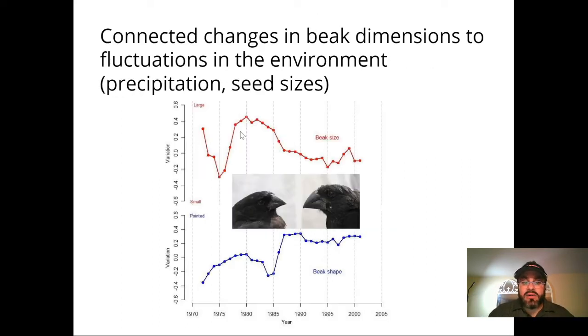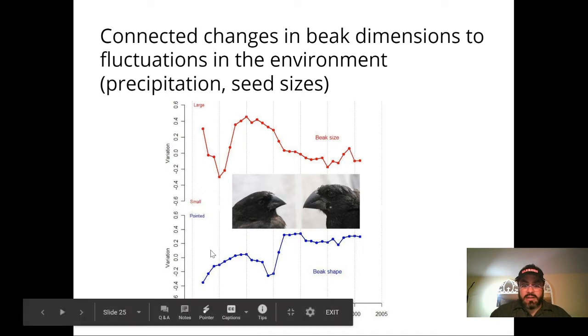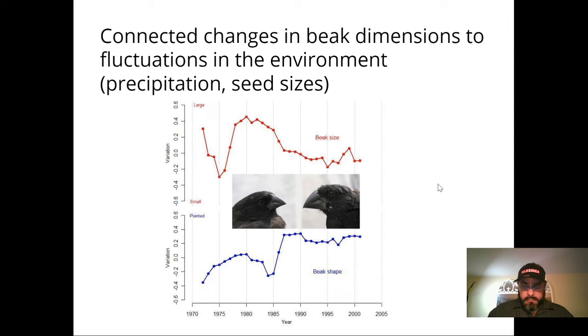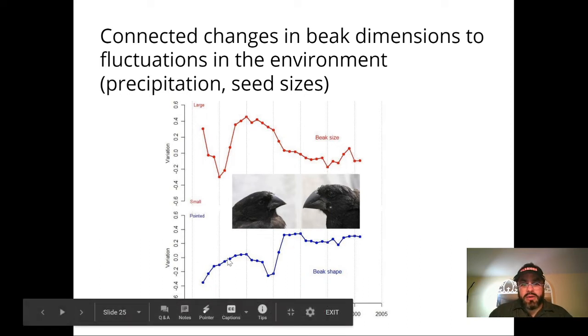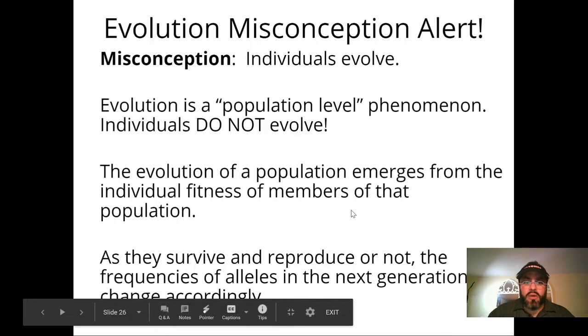And here's the actual data from the Grants. Notice that they start collecting data way back here in the 70s. They go all the way to 2005, and I think they're collecting data still. And here we have the number of large beaks. We notice that increases here at this time, and then it kind of goes down here. And then the pointed beaks, you notice that these pointed beaks are less here and much larger here. So we know that evolution happens.